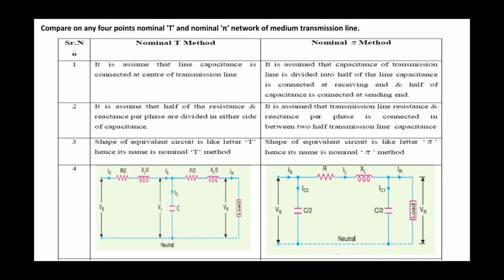Then in the nominal T method, the shape of the equivalent circuit is like the letter T, hence its name is the nominal T method. The shape of the equivalent circuit is like the letter pi, hence its name is the nominal pi method. Okay, then point 4 is the equivalent diagram of the nominal T method, and next is the nominal pi method. In this pi method, this is the equivalent diagram of the nominal pi method.